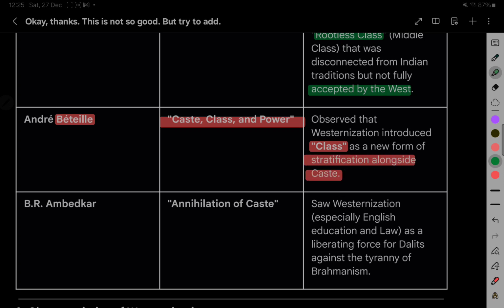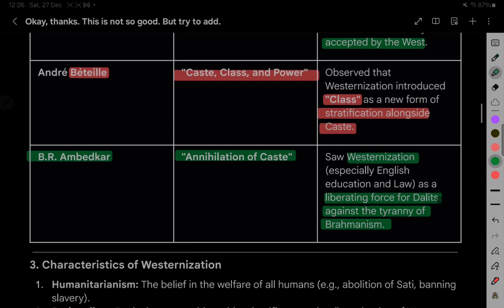B.R. Ambedkar, Annihilation of Caste, saw Westernization, especially English education and law, as a liberating force for Dalits against the tyranny of Brahmanism.